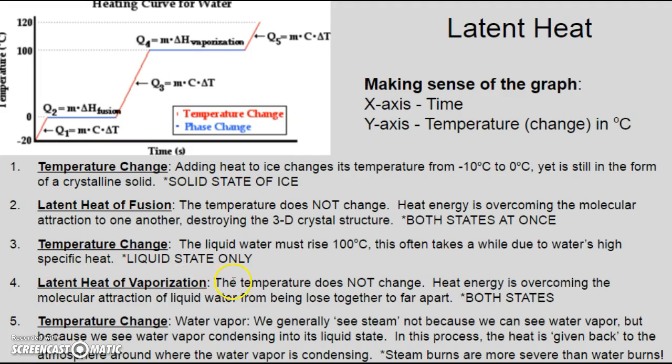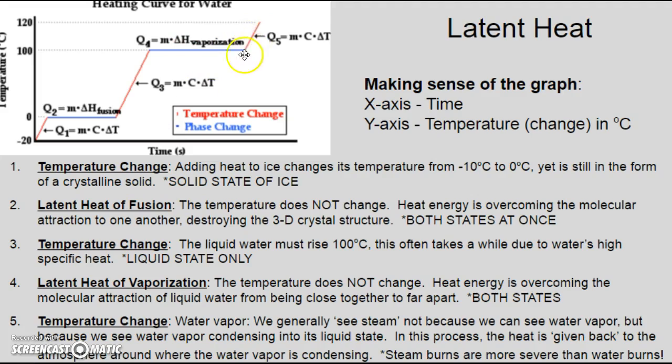So once we get to this point, we go through a process called the latent heat of vaporization, or water does. The temperature is not changing. Heat energy has to overcome the molecular attraction of liquid water from being close together to far apart. In this, actually, we can find both states. We can find both liquid and vapor or gas here.